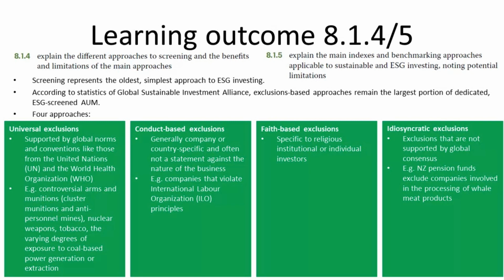The second being conduct-based exclusions, which are generally norm- or country-specific, and often not a statement against the nature of the business. For example, excluding companies that violate International Labour Organization principles. Third, faith-based exclusions, which specifically relate to institutional or individual investors, say maybe Christians or Muslims. Fourth, idiosyncratic, these are exclusions that are not supported by global consensus. For example, a New Zealand pension fund excludes companies involved in processing of whale meat products.